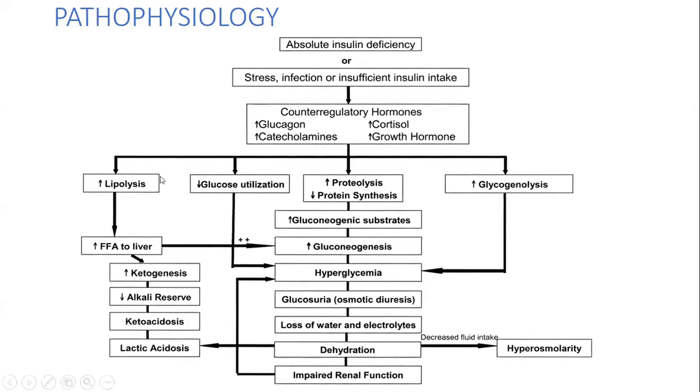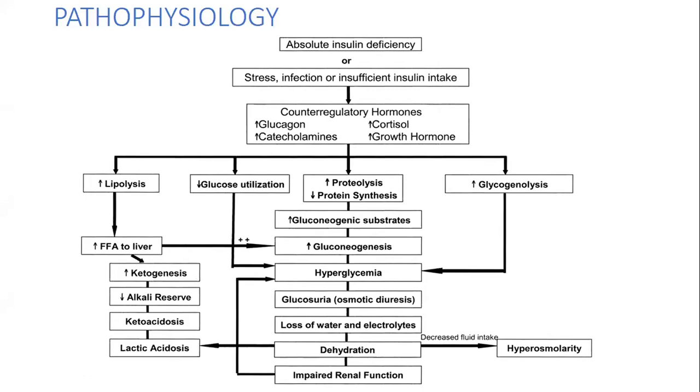The other thing that will happen is there will be breakdown of fats, what we call lipolysis. So there will be increased free fatty acids to the liver. There will be free fatty acid oxidation, leading to formation of ketones. So there will be increased ketogenesis. Ketones are acidic, so they reduce the pH in blood. So ketogenesis will cause acidosis.